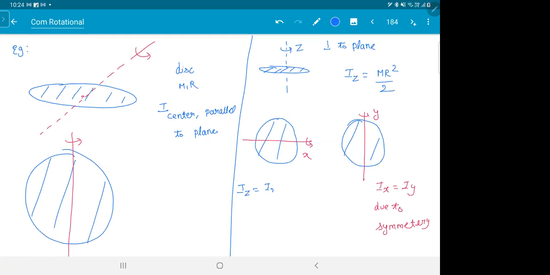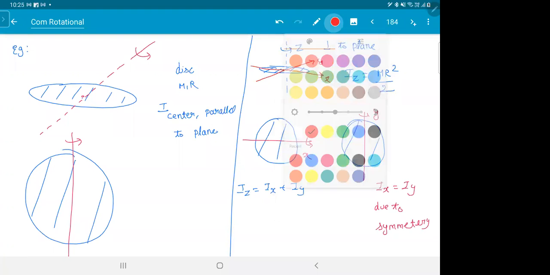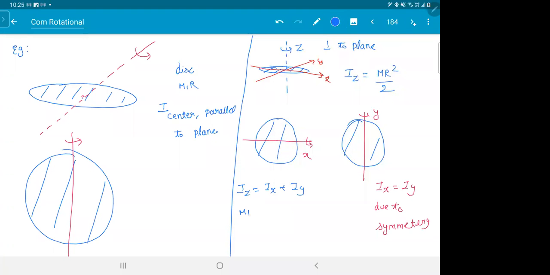Iz is Ix plus Iy. Your Z and X are like this. They're in the plane. So Iz is MR square by 2 and Ix is equal to Iy because of symmetry. So we get Ix is MR square by 4. That means it takes only half of the effort to rotate about the diameter compared to perpendicular.